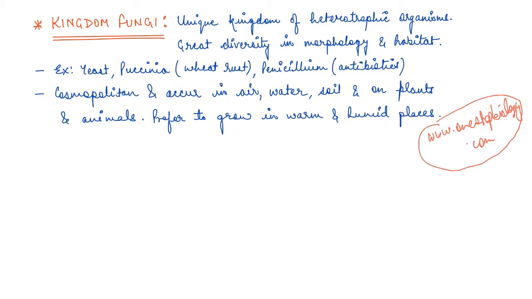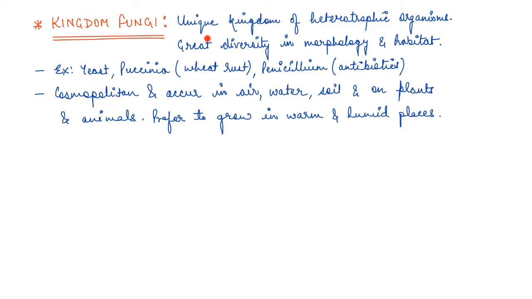Okay, so now let's start with the Kingdom Fungi. So what are the basic characteristic features of fungi? Basically they are heterotrophic organisms first of all. Okay, so they are heterotrophs. They basically rely for their nutrition on other living organisms.